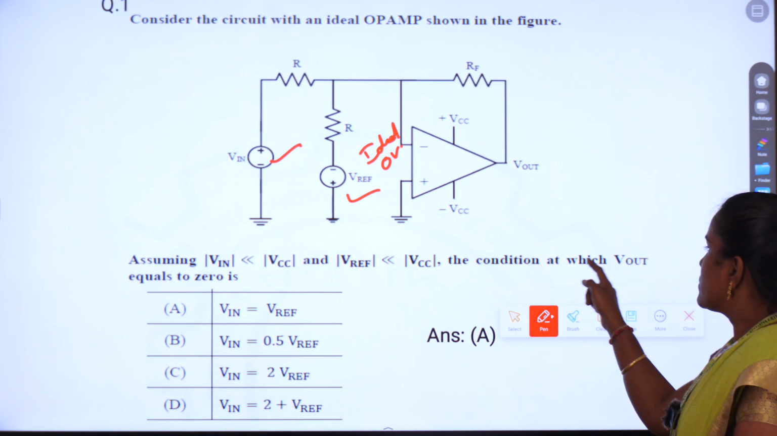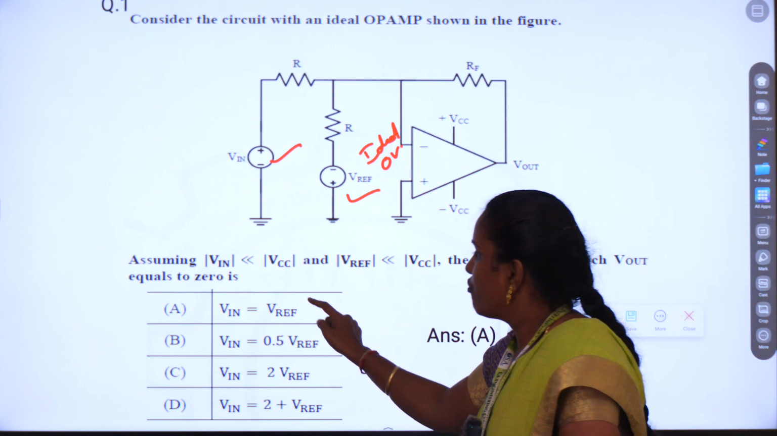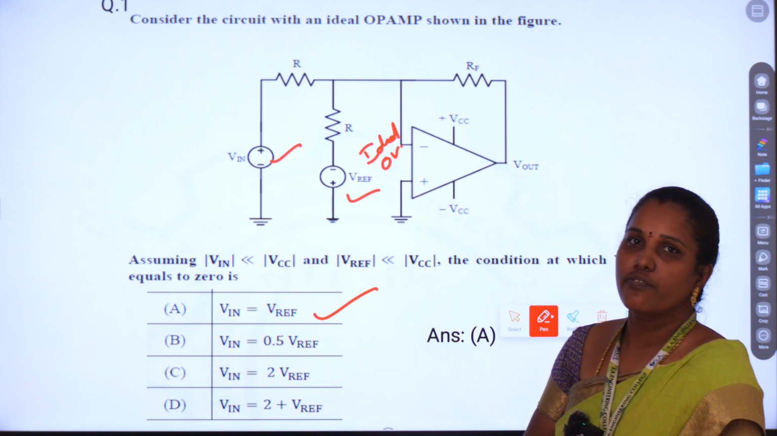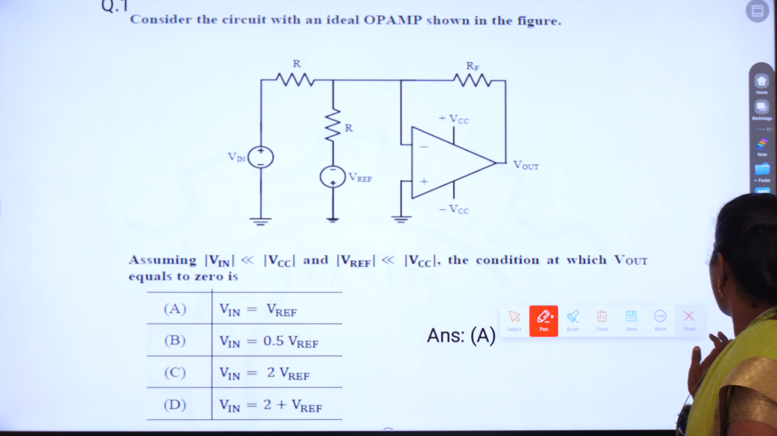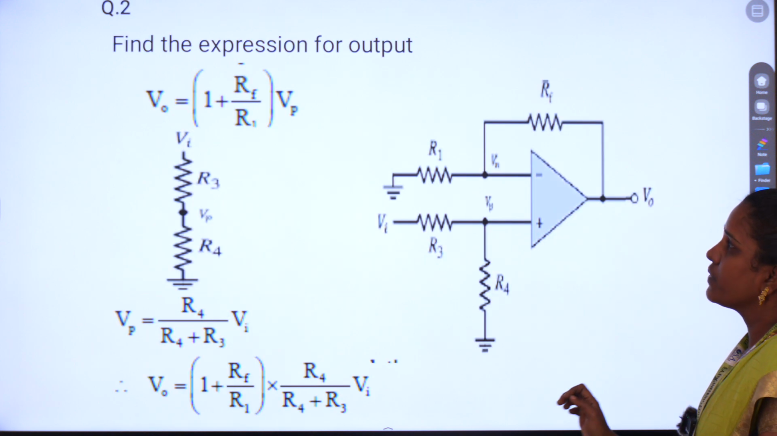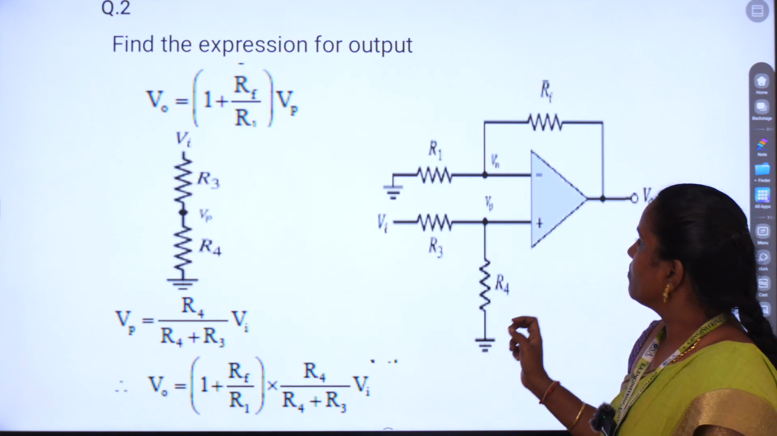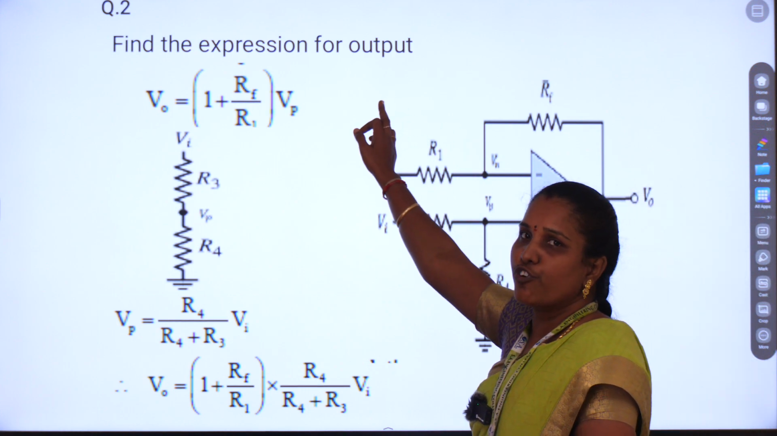In that condition, at which condition the V out is equal to 0? For this condition only it is equal to 0. Now we can go for the next problem. In the next problem, they ask to find the expression for the output.